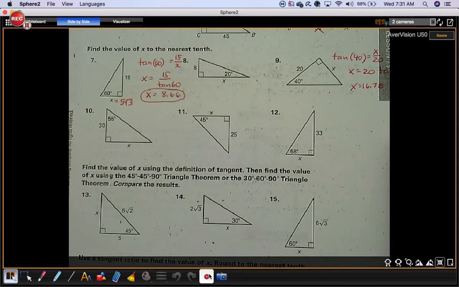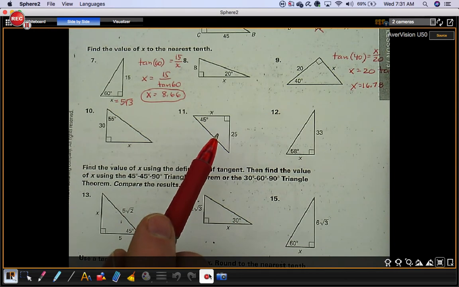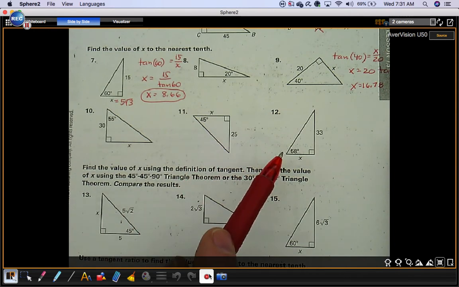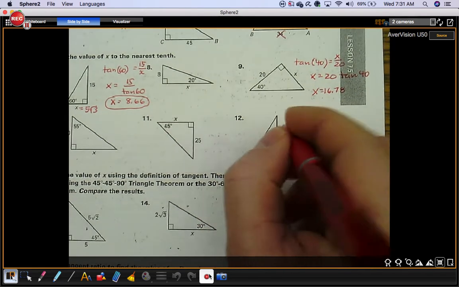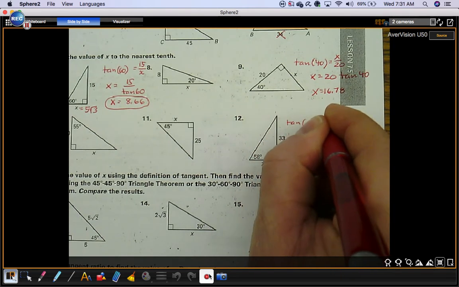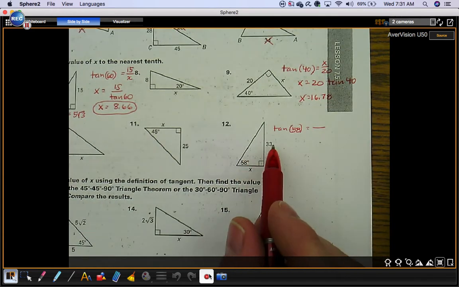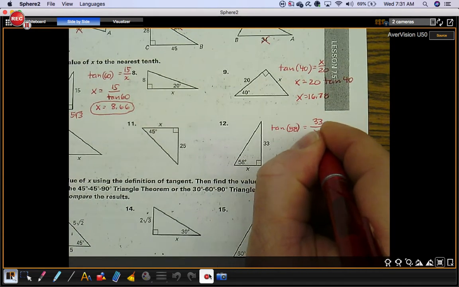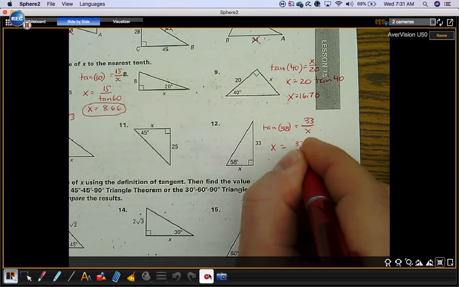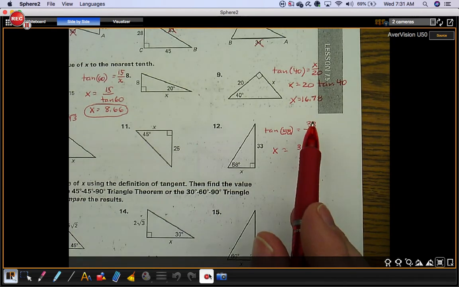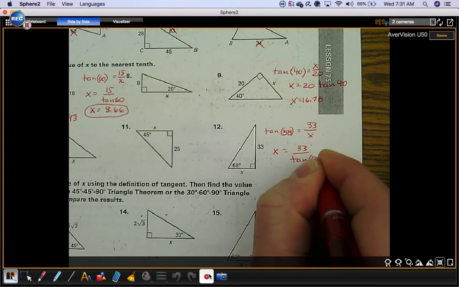I'll do one more. Well, this one's really easy, so I'm not going to do that one. Maybe I'll sneak over and do this one. I have an acute angle. I want this leg. I have this leg. That's why you use tangent. Tangent of 58 equals the opposite over the adjacent. When the variable's on the bottom, you divide. This 33 stays put, just divide it by that number. I know it looks weird, but tangent of 58 is just a number.